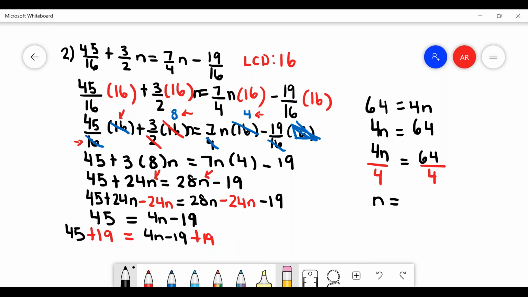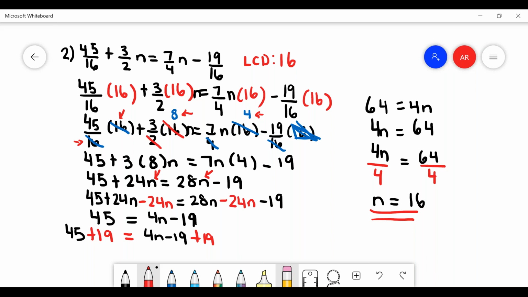And on the right side, we have 64 over 4. It can divide evenly. 64 over 4 is none other than 16. So this is our final answer. n is equal to 16 to the question 45 over 16 plus 3 over 2n equals 7 over 4n minus 19 over 16. So great, this is what we've done, and this is our final solution.